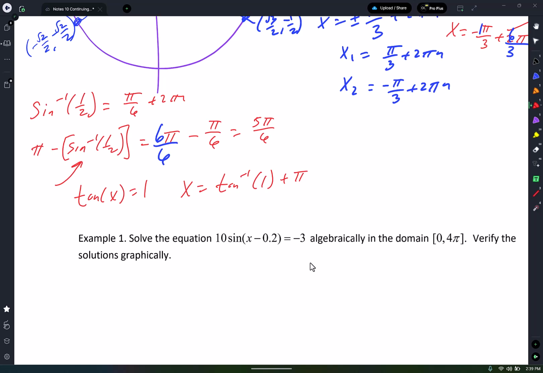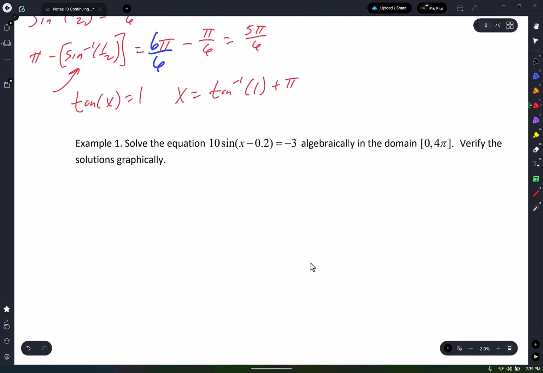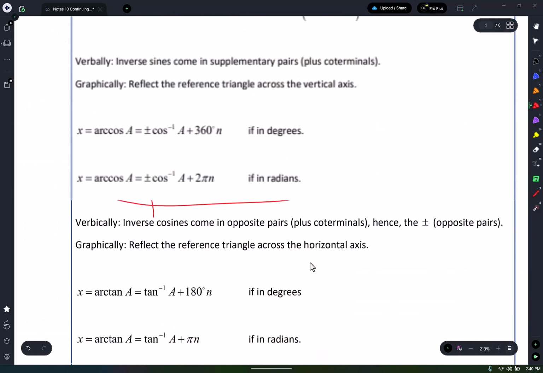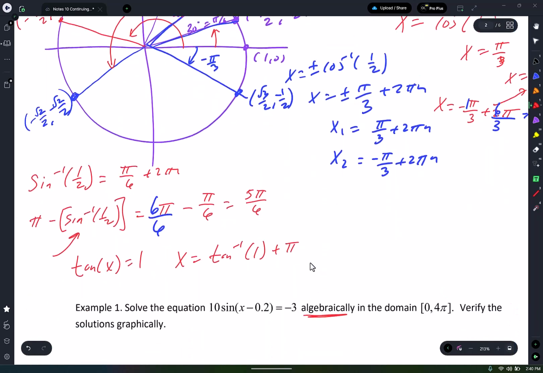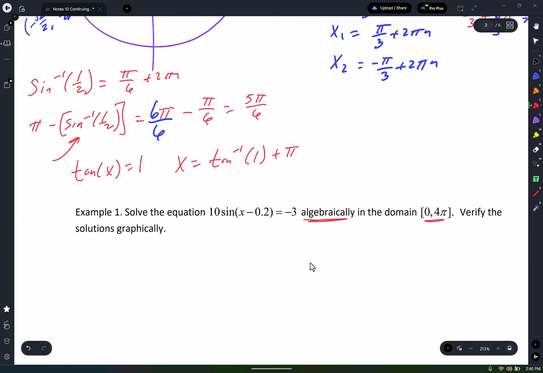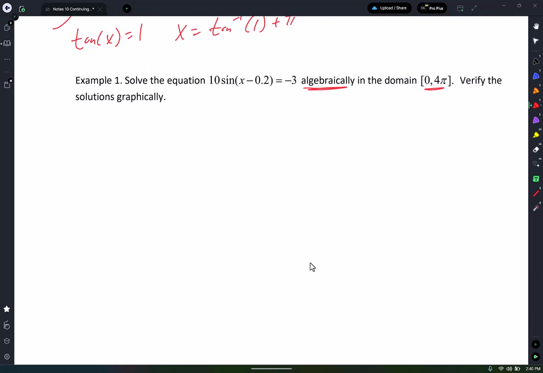So notice that it says solve the equation 10 sine x minus 0.2 equals negative 3 algebraically. So that means doing it this way. That means doing it like this. And it says in the domain 0 to 4 pi, verify the solutions graphically. Okay. My first deal, what am I going to do? I'm going to write the expression out. 10 sine x minus 0.2 equals negative 3. Are we okay so far, guys?